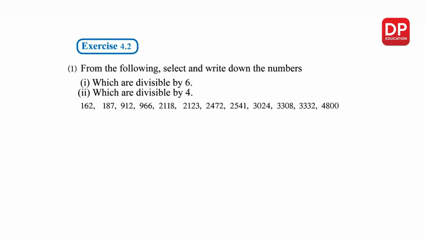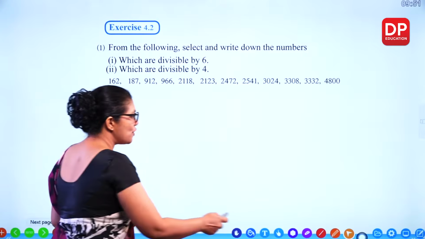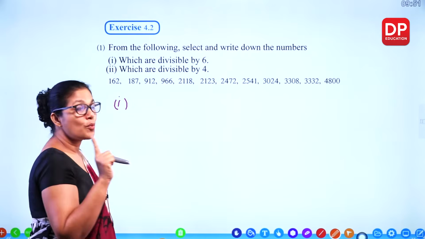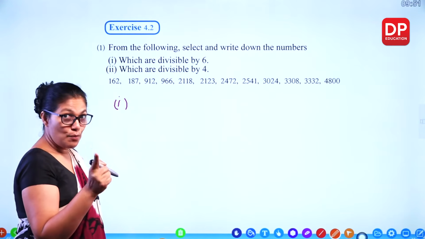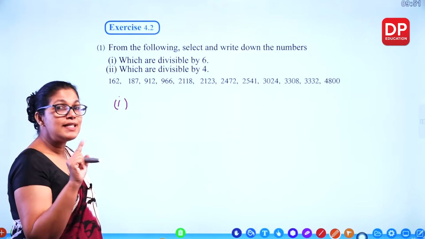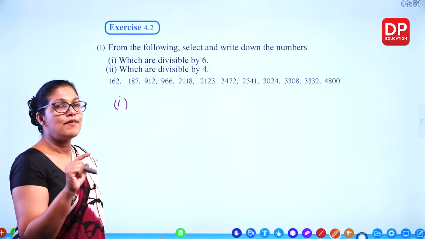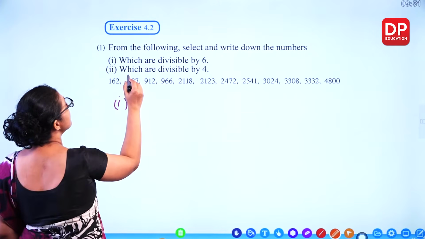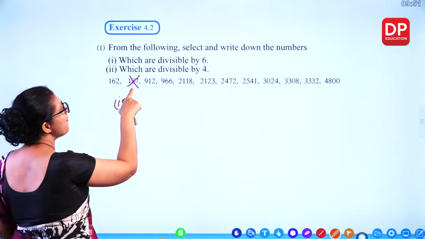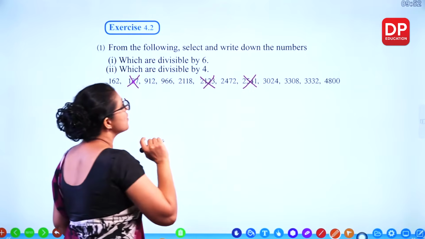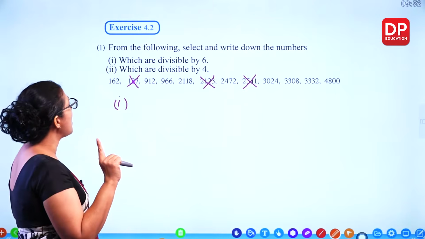Exercise 4.2. From the following, select and write down the numbers which are divisible by 6, which are divisible by 4. So we'll do the first part, divisible by 6. So what's the condition? It should be an even number because it's divisible by 2 then. If the digital root is 3, 6, 9, it's divisible by 3. Then definitely it's divisible by 6. So here we can cross out this one, that's an odd number, this one, those 3 because those are odd numbers, not divisible by 2.